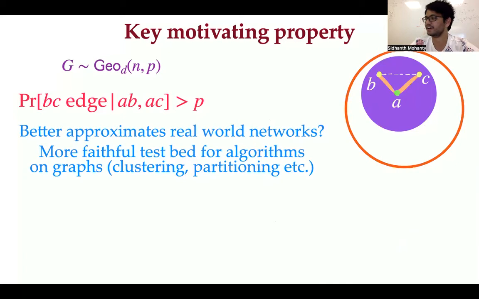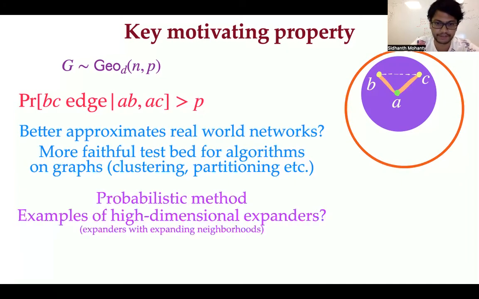So this key motivating property makes it so random geometric graphs might approximate real-world networks better. In particular, if you take a social network, two of your friends are actually more likely to know each other than two random people on the internet. So because of this property, it might be a somewhat more faithful test bed for algorithms on graphs for various questions that we might care about, such as clustering and partitioning.